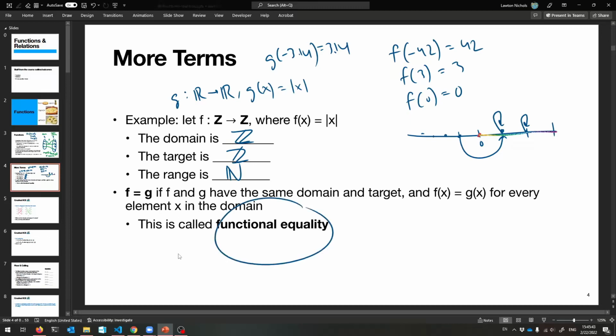Let's have one more term to define now. Functional equality. So we say that two functions are equal to one another if this is all true. If they have the same domain and target, they're taking the same sets to the same sets, and also for every element in that domain, it's being mapped to the same place by both functions. Okay? F of x is equal to g of x for every element in the domain, and because we know that they share the same domain and the same target, that's what it means for them to be equal. Okay, so that's called functional equality. That's when you can say that functions are equal to one another.